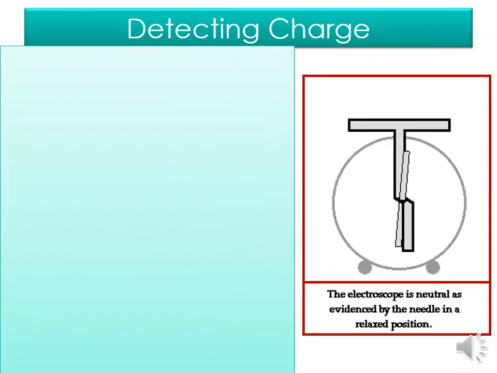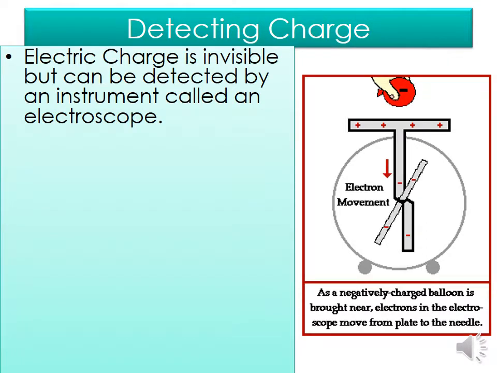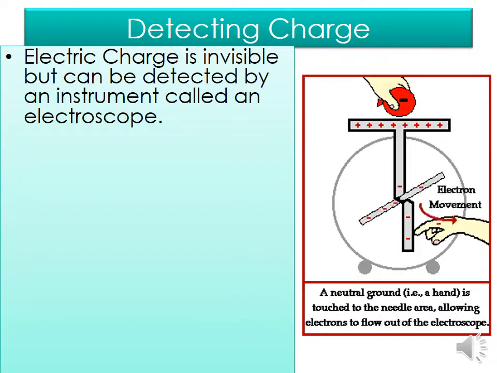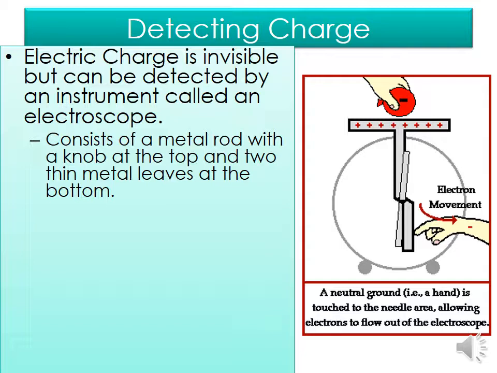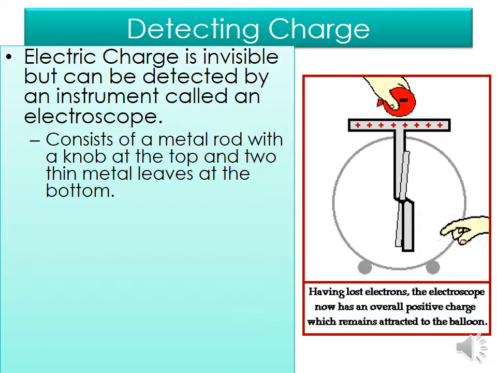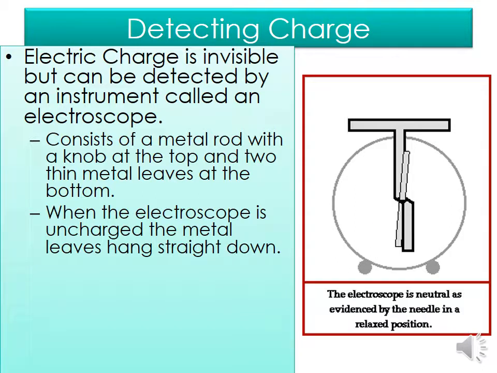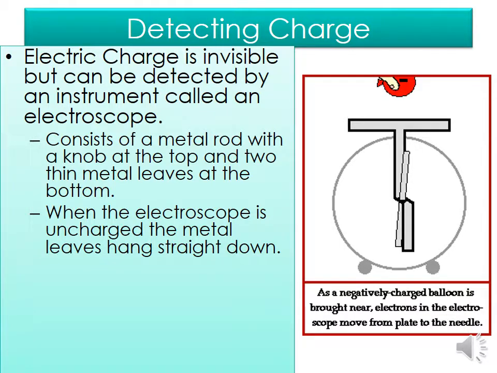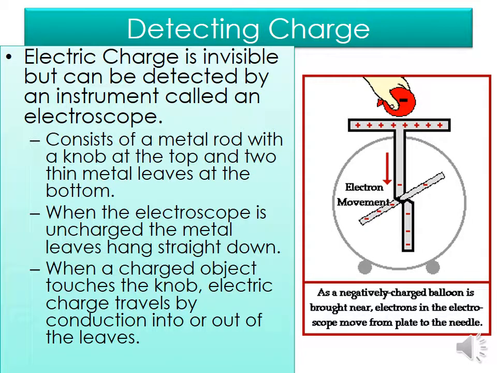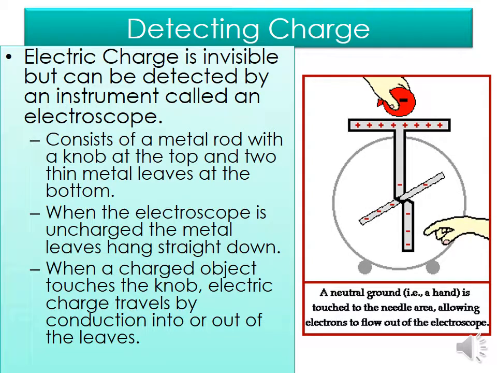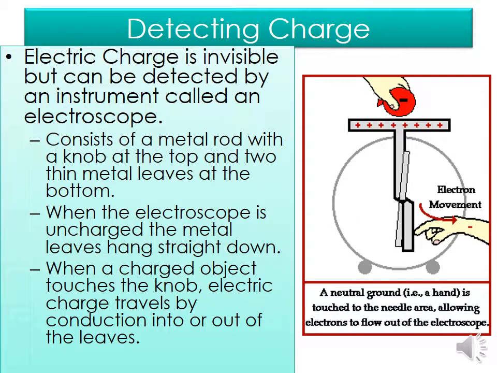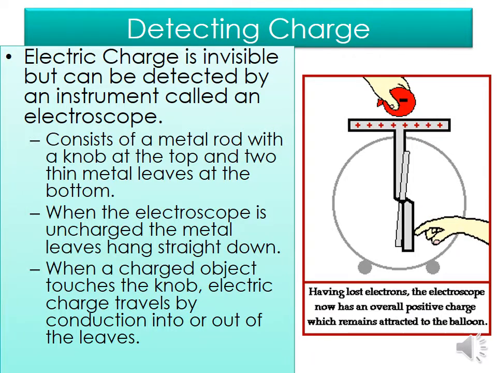All right. Now, how do we detect charge? Electric charge is invisible, but it can be detected by an instrument called an electroscope. It consists of a metal rod with a knob at the top and two thin metal leaves at the bottom, and you can see the diagram to the right of an electroscope. When the electroscope is uncharged, the metal leaves hang straight down. When a charged object touches the knob, electric charge travels by conduction into or out of the leaves.